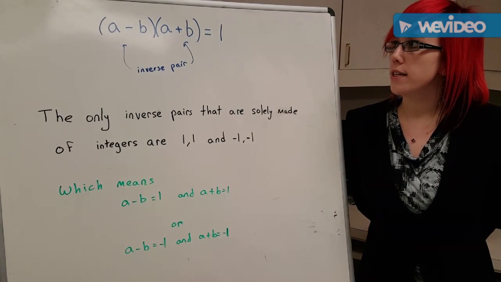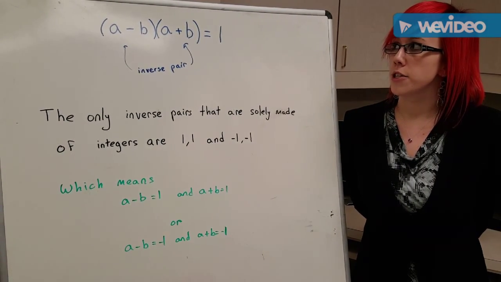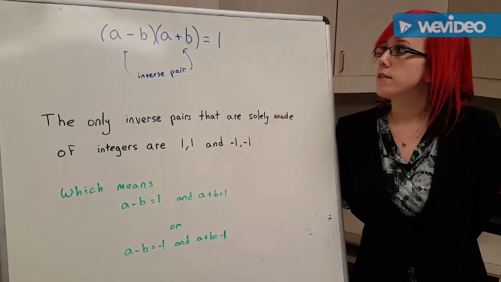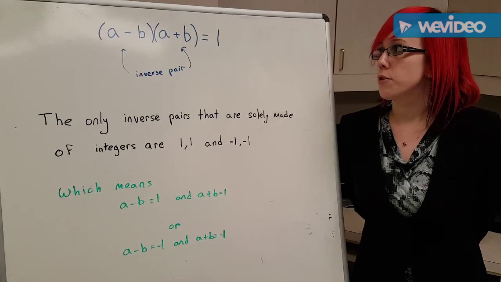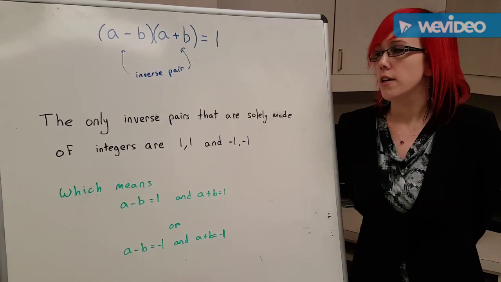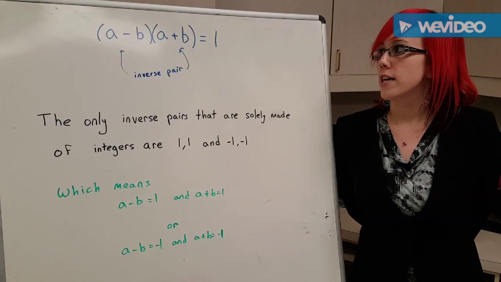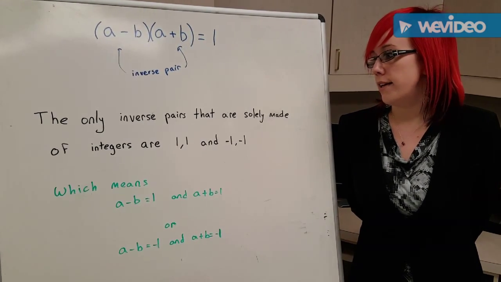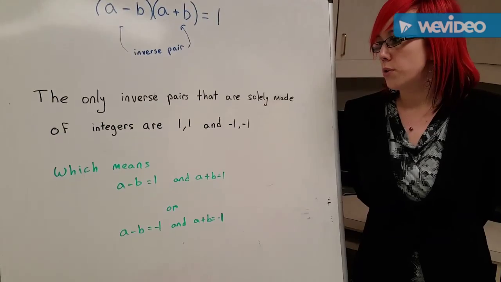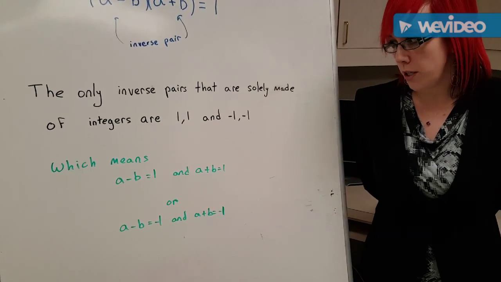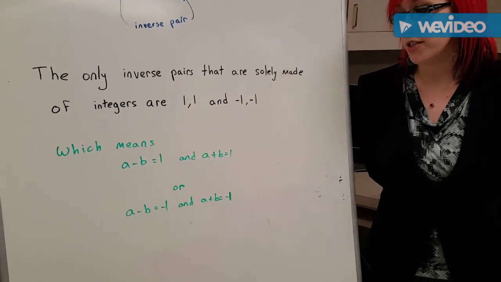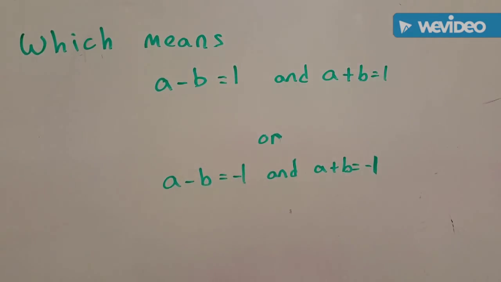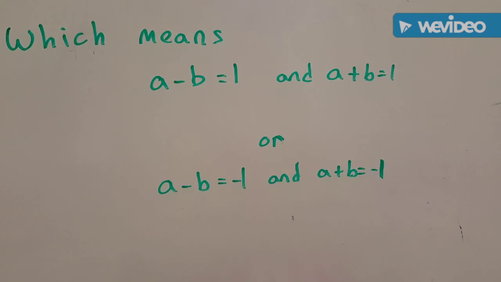So since we define a and b as integers, the sum or the subtraction of those integers would make an integer, and the only inverse pairs that exist that are solely integers are 1 and 1 and -1 and -1, which would mean that a minus b would have to equal 1 and a plus b would have to equal 1, or a minus b would equal -1 and a plus b would equal -1 also.